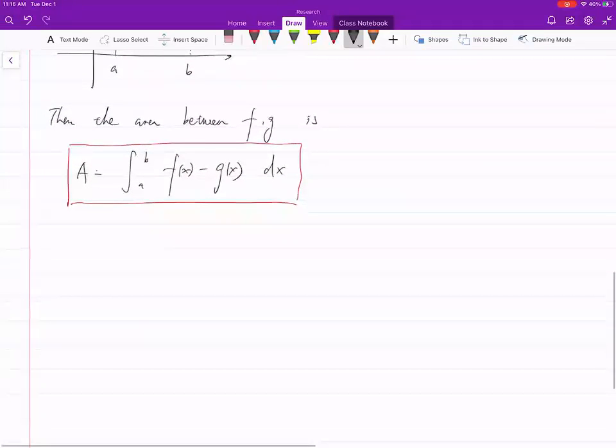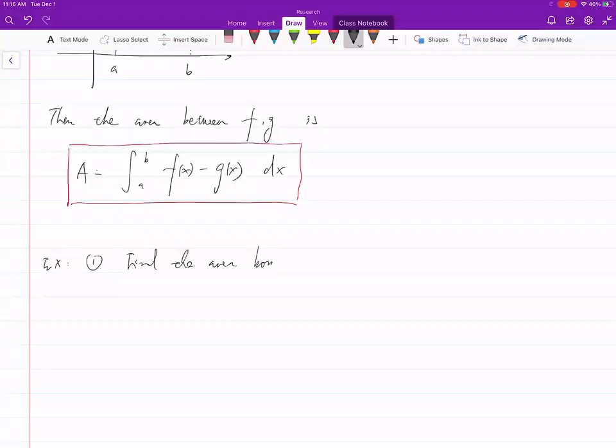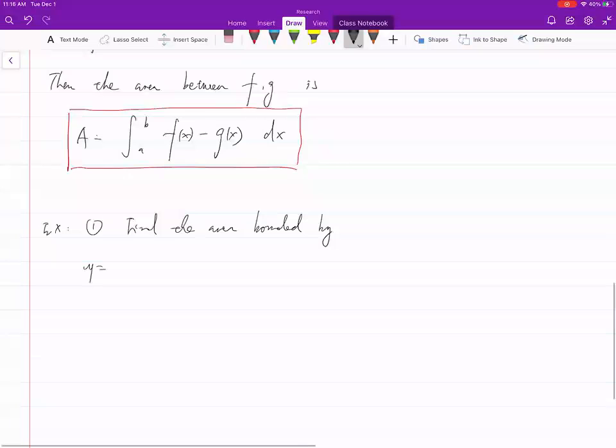Okay, let's try some examples. Let's try an easy one first. Find the area bounded by y equals x, y equals 4 minus x, x equals 0, x equals 1.